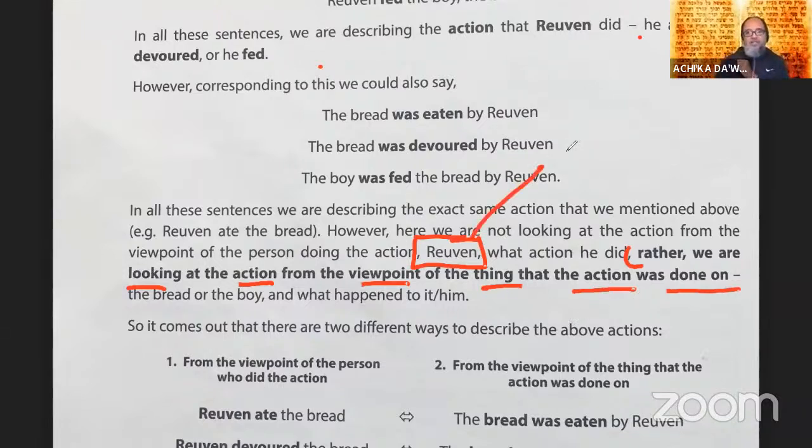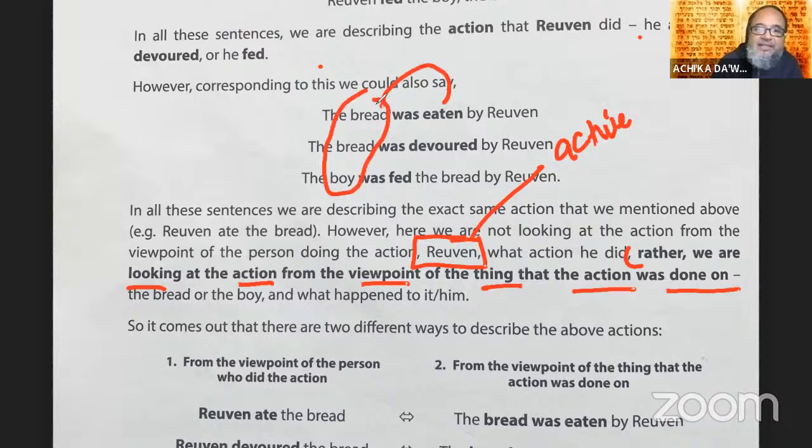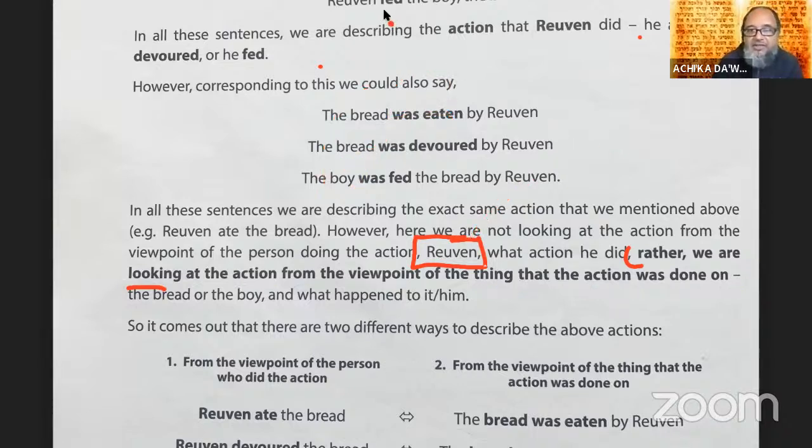So Reuven can actively do something. He's the subject, so we're looking at it from the subject's point of view. But when you're looking at something passive, you're looking at the thing that the action was done on. So the action was done on the bread. The bread was eaten by Reuven. The bread was devoured by Reuven. The boy was fed bread by Reuven. So everything goes back to the object versus the subject. So again, passively, we're looking at the action from the viewpoint of the thing that the action was done upon.